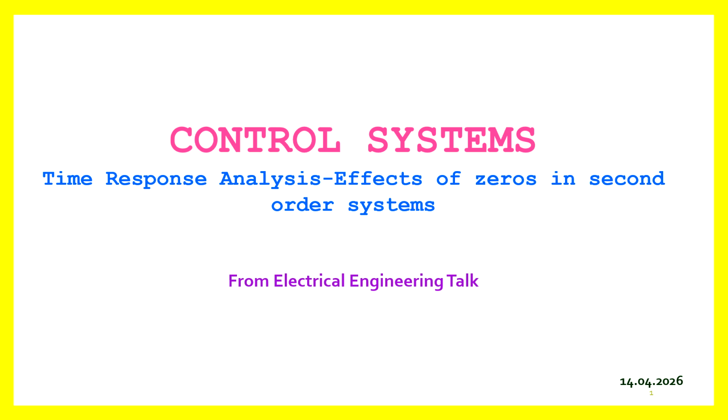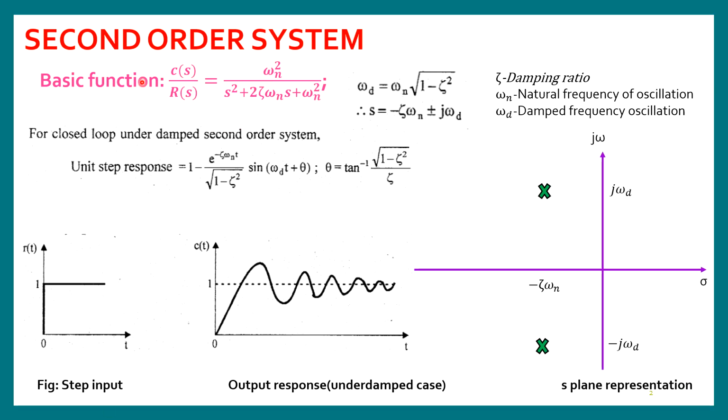The topic for today's class is effects of zeros in second order system and its equivalent time response analysis from electrical engineering talk. Let us examine a standard general second order function C of s by R of s is equal to omega n square divided by s square plus 2 zeta omega n s plus omega n square. Let us assume the value of zeta belongs to an underdamped system and hence the roots are s is equal to minus zeta omega n plus or minus j omega d, and the equivalent s-plane representation is also shown here.